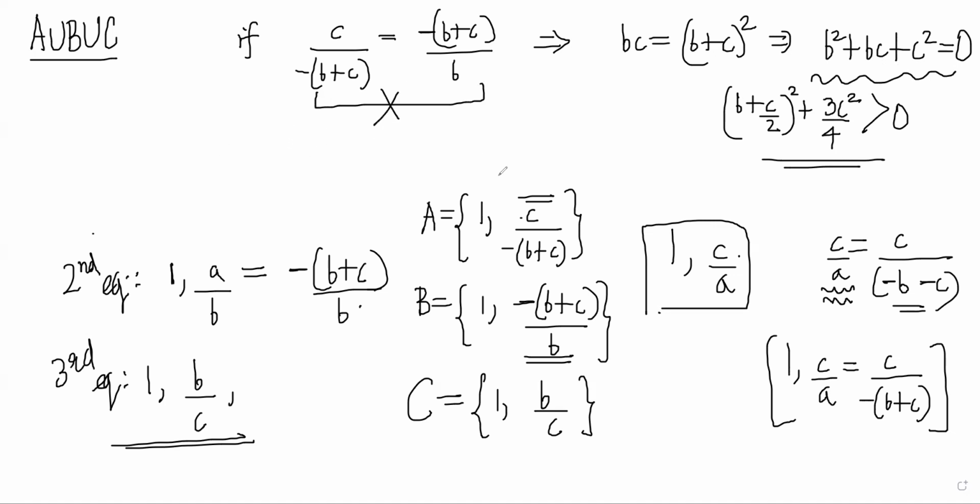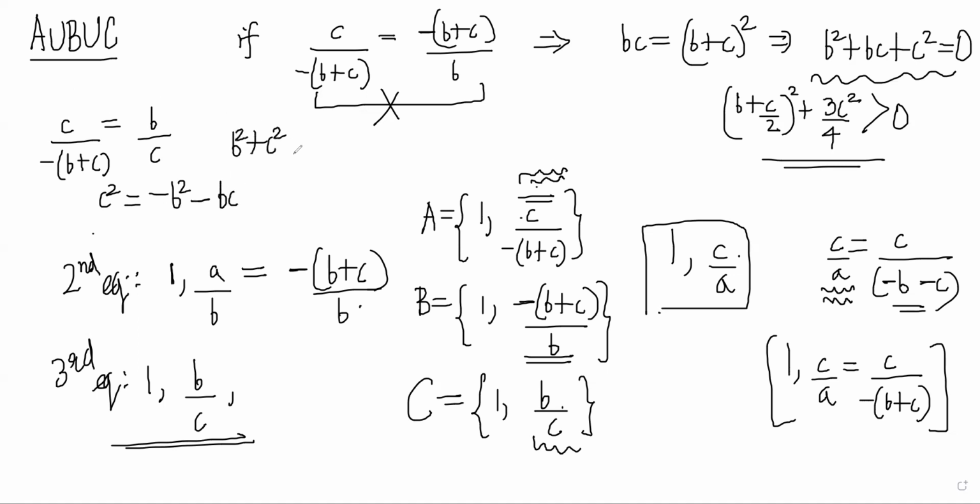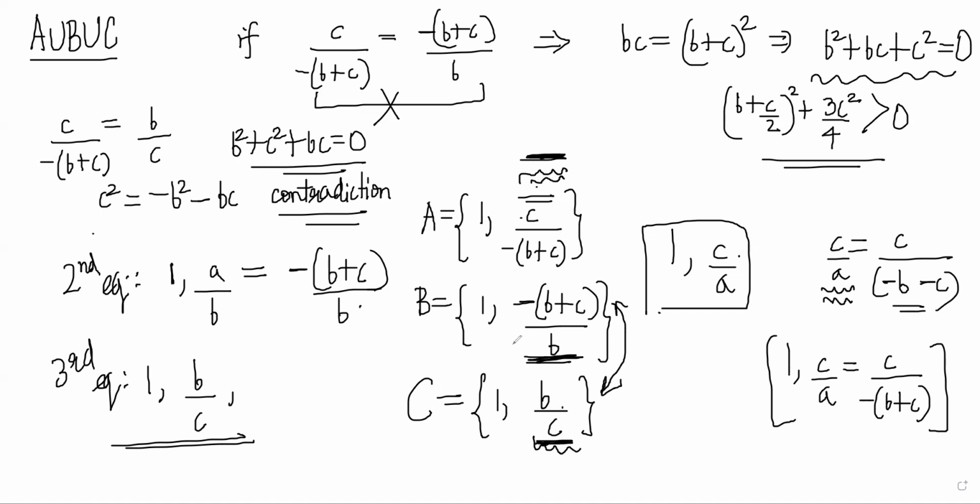Correct. Similarly, let's see what happens if I say this is equal to this. So I will say c by minus b plus c is equal to b by c. I will get c square is equal to minus b square minus bc. And again I get b square plus c square plus bc is equal to 0, which is again a contradiction. It is not possible. So what I am able to say is that the second root here cannot be equal to this. This cannot be also equal to this. And similarly, you will get a contradiction between these two also.